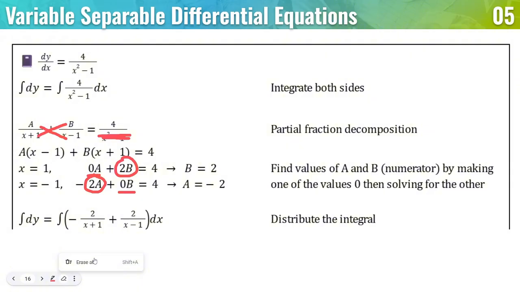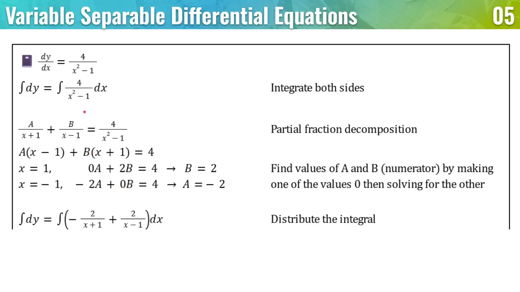So in order to do that, you just set x to make one of them 0. So to make x minus 1 0, you have to set it as 1. And then this will become 1. So 0a plus 2b is going to become 4. And b is going to equal positive 2. Next, to eliminate b, you need negative 1 and negative 1 here. So this becomes 0. And then you have negative 2a is equal to 4. So a is equal to negative 2.